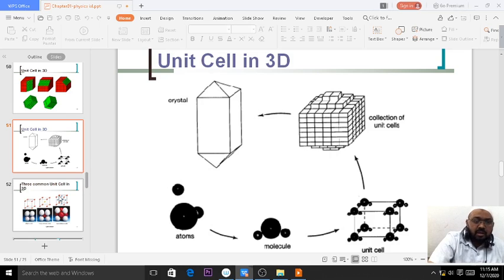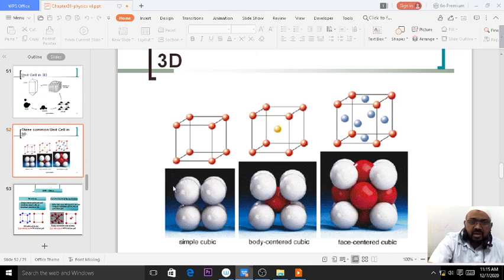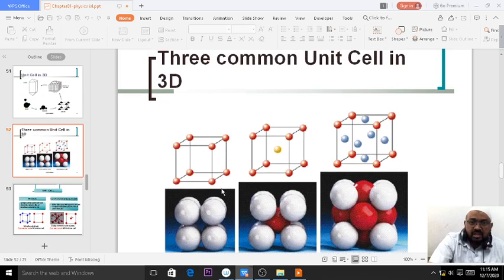Now here, for 3 dimensions, you'll find that the unit cells we are going to discuss, for engineering purposes, we are very much concerned with the 3 common unit cells which resemble the cubic crystal. So you'll find that the unit cells have different forms.